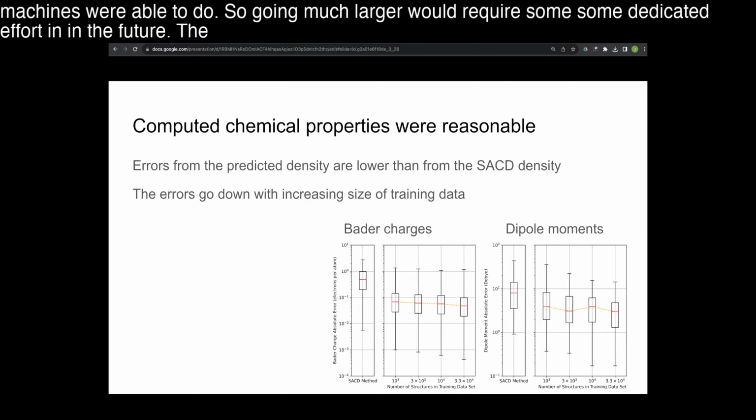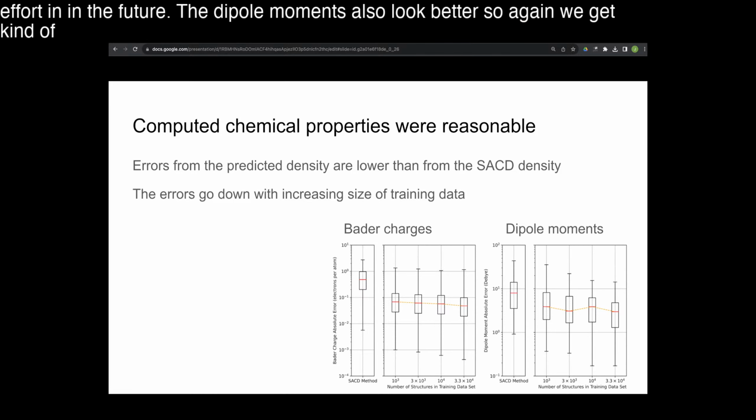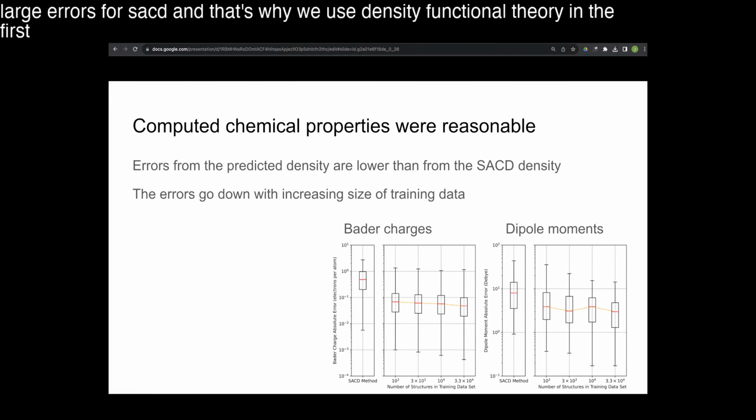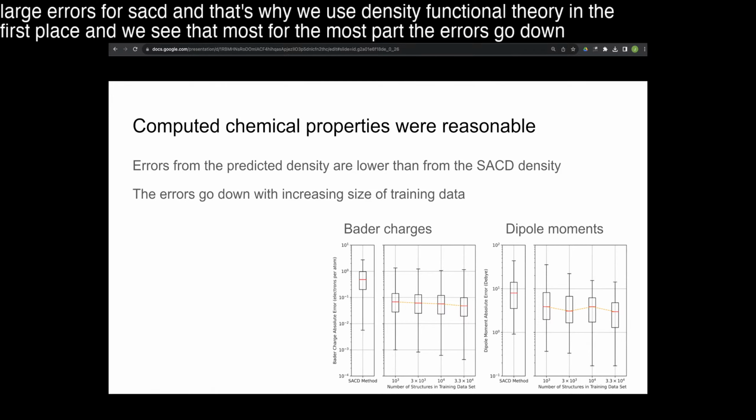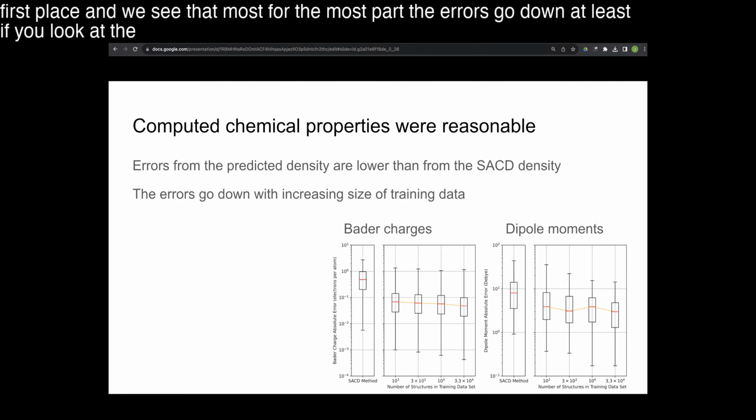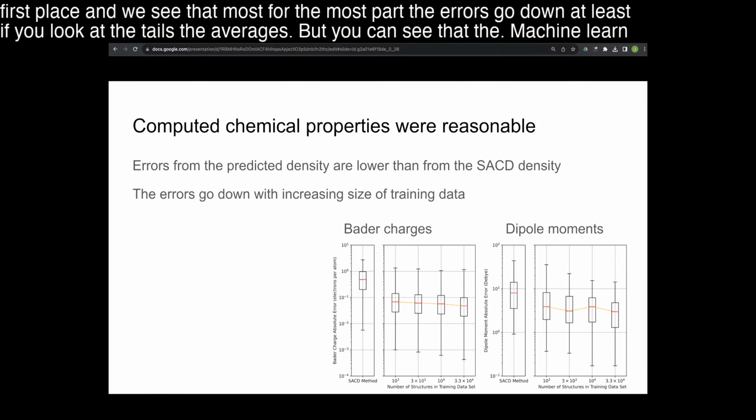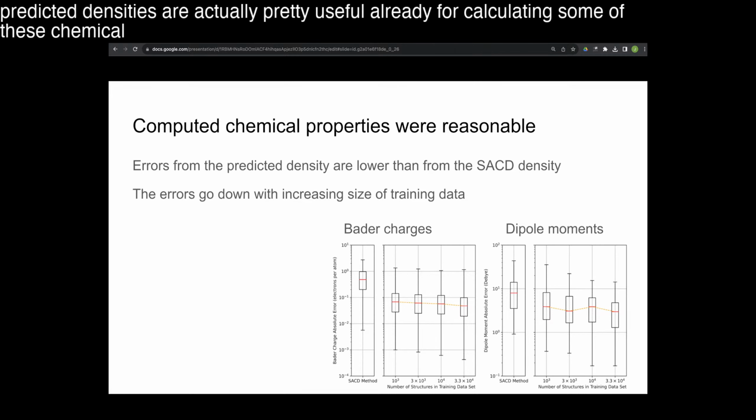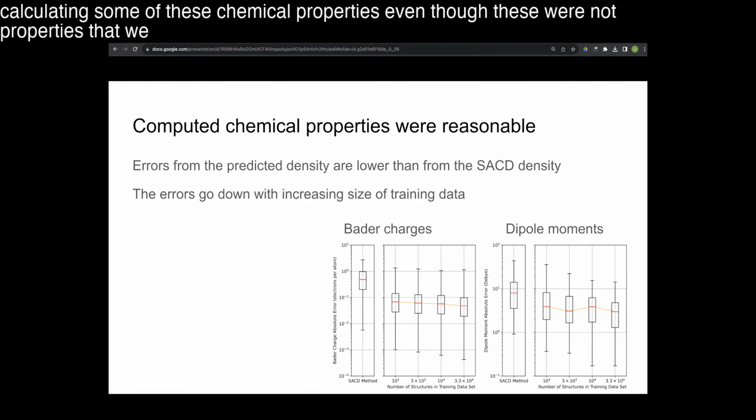The dipole moments also look better. So again, we get kind of modestly large errors for SACD, and that's why we use density functional theory in the first place. And we see that for the most part, the errors go down, at least if you look at the tails. The averages are a little bit tricky. But you can see that the machine-learned predicted densities are actually pretty useful already for calculating some of these chemical properties, even though these were not properties that we trained the model to do.